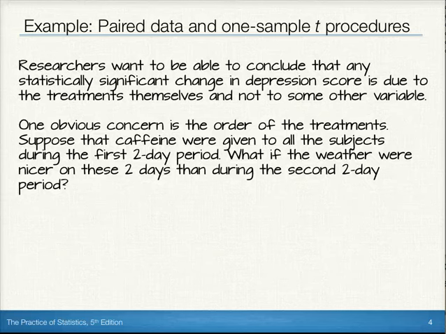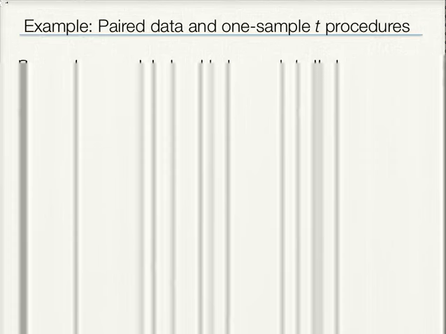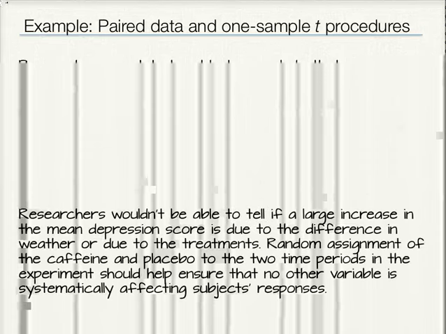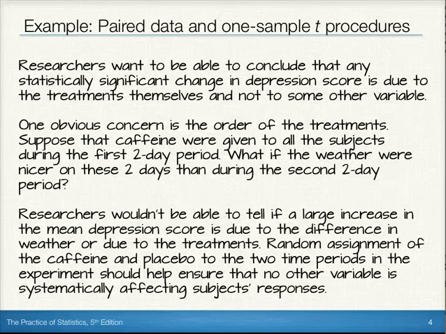Let's suppose caffeine were given to all the subjects during the first 2-day period. What if the weather were nicer on these 2 days than during the second 2-day period? Well, the researchers wouldn't be able to tell if a large increase in the mean depression score is due to the difference in weather or due to the treatments. Random assignment of the caffeine and placebo to the 2 time periods in the experiment should help ensure that no other variable is systematically affecting the subject's responses.